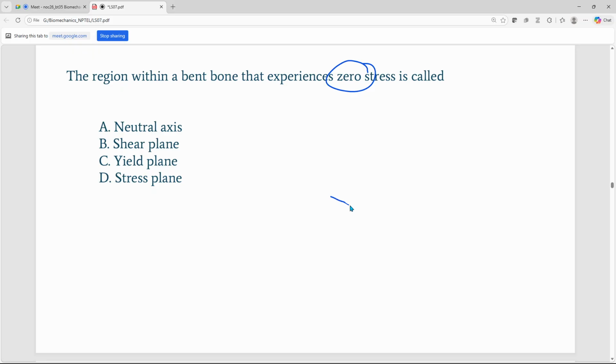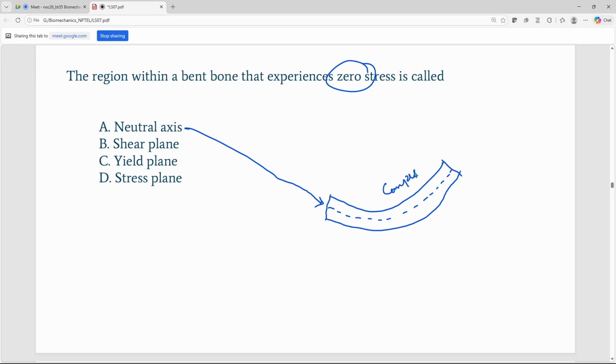Okay, so imagine this is a bent bone. There is one region in the middle, mostly in the middle, known as the neutral axis. That's the region which experiences zero stress. This neutral axis is the axis which separates the compressive and tensile regions.